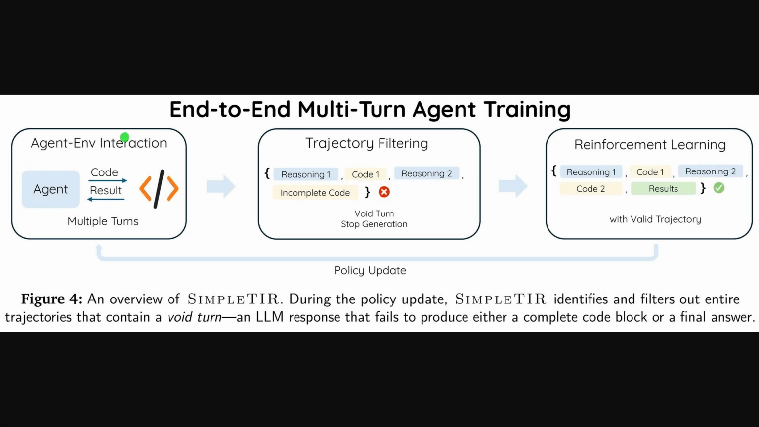Alright, Figure 4 explains the fix in one glance. Filter any trajectory that contains a void turn, so the policy update only learns from valid multi-turn tool use. A void turn means the model produced no complete code block or final answer, which signals drift and unstable gradients. The pipeline shows interaction with the tool, then trajectory filtering, then reinforcement learning on the remaining clean data. This simple gate reduces exploding updates, because low probability failures stop contributing to the loss.